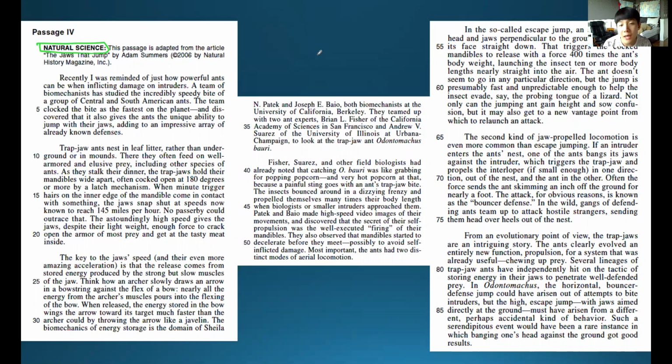No. Sometimes it ends up in natural science, sometimes in humanities, sometimes it could end up in any of the passages. It could end up in passage 1, passage 2, 3, or 4. But both of those are going to be similar passages, and they're both going to be about the same topic if they end up in the same passage. Just know that. But here's our 4th passage, natural science.